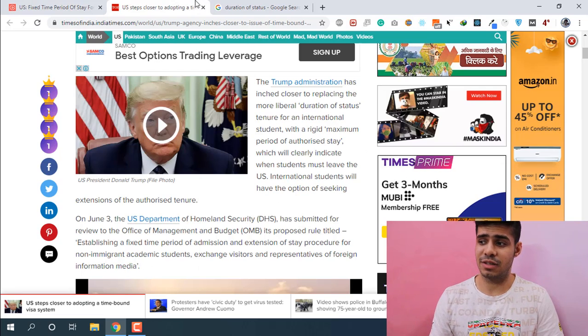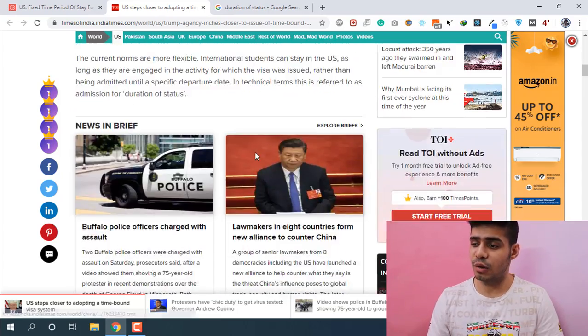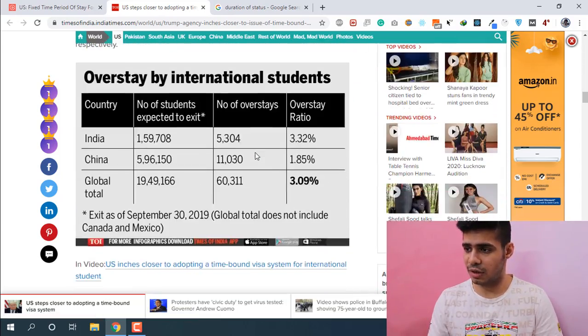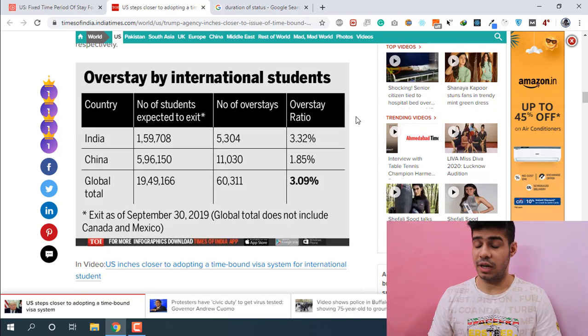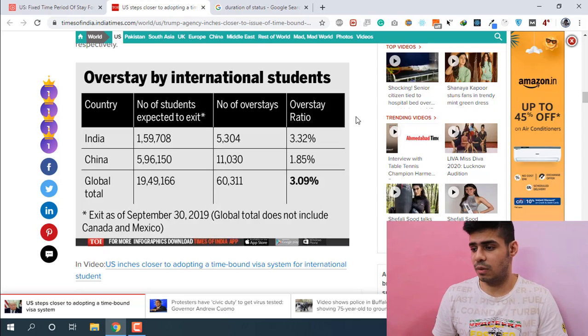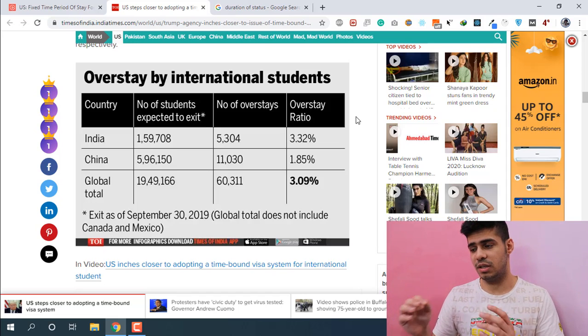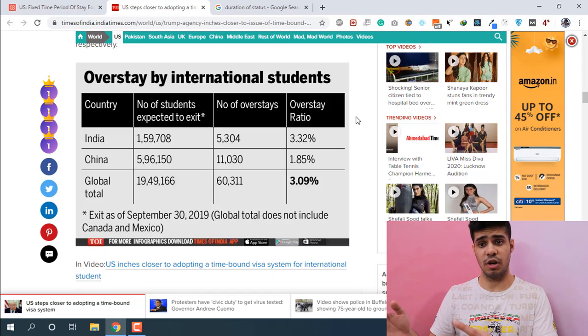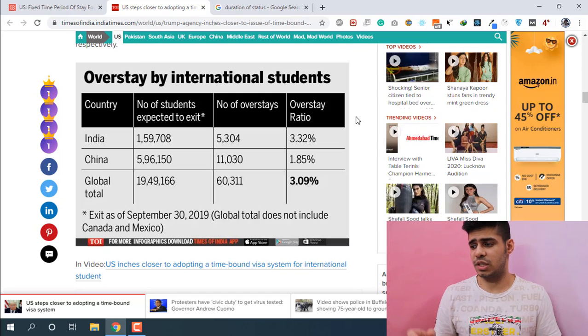I'm not giving my personal insight as of yet, but take a look at this chart that we're showing over here, the overstay by international students in the United States. So let's say that, this was, by the way, exit as of 30th September 2019. So 30th September, these many students, you can say 1.9 million students had to leave the United States. They had to leave, but they did not leave. They overstayed their duration. Okay, so those are the students that they're talking about. These are the students because of which this is happening.